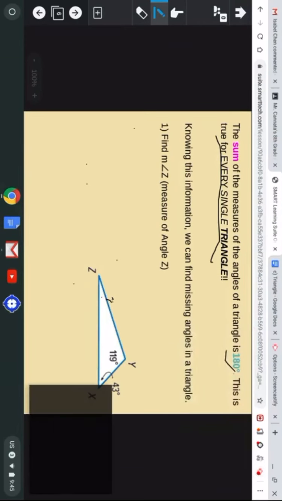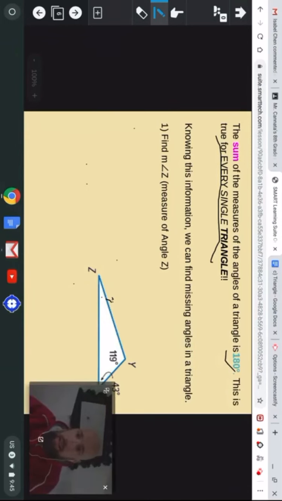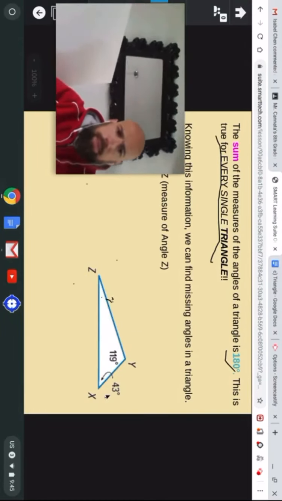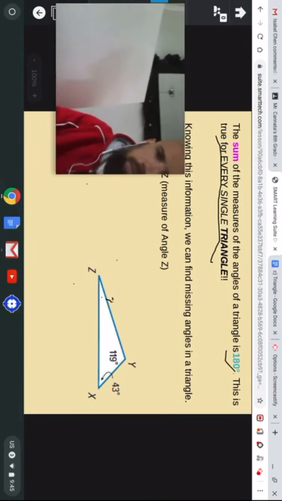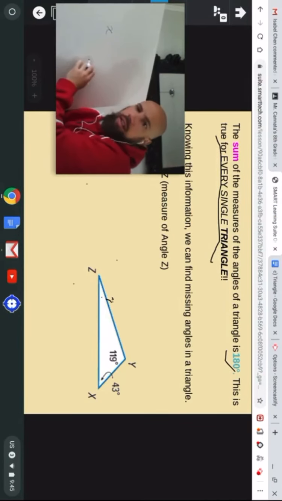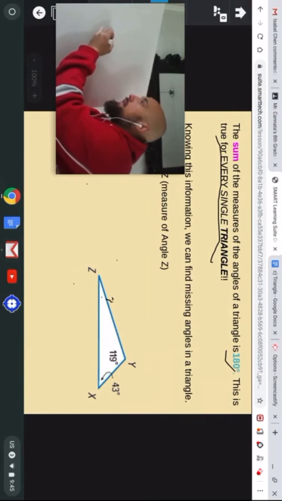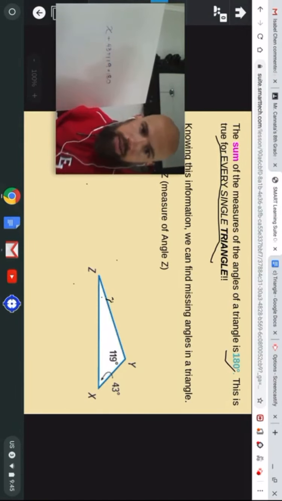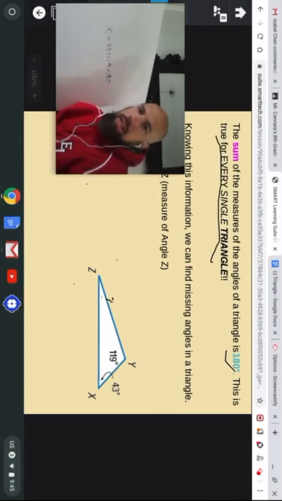Alright, let me try to solve it. Here's the whiteboard. We're just going to set up a problem. It should equal 180. So we have my missing angle, which we'll say is x for today, or question mark, whatever you use, plus 43 plus 119 equals 180. Wait, let me try to solve this problem. x plus 43 plus 119 equals 180.